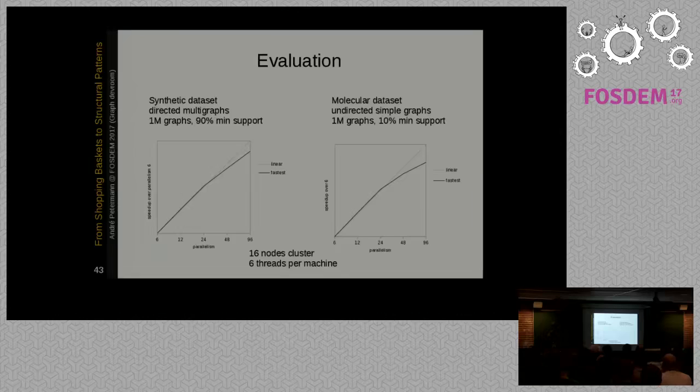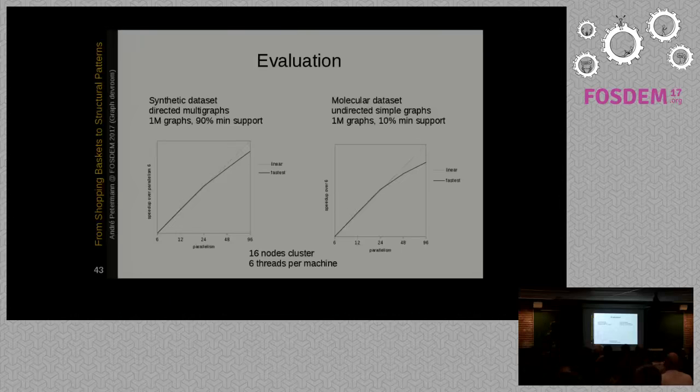And the classical scenario, which is used by all other work in the field of frequent subgraph mining, is a molecular data set with undirected simple graphs, with 1 million graphs and 10% support. So there's a quite low support, and it's 1 million molecules. I mean, with other types of data, you can have big data problems with much larger input sizes, but here the problem is the intermediate results and computing complexity.